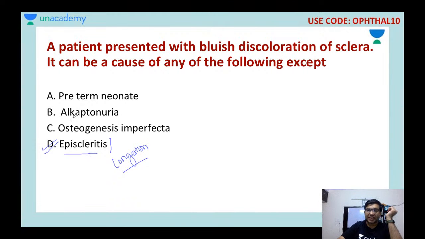So pigmentation definitely can be in alkaptonuria. In the preterm neonate, there may be chances that the whole of the sclera is not perfectly formed, and in osteogenesis imperfecta, the sclera, which is basically made up of type 1 collagen, is not fully formed. So episcleritis is more a cause of red eye, not blue sclera. Is it clear? Okay, chalo, let's move to our next question.